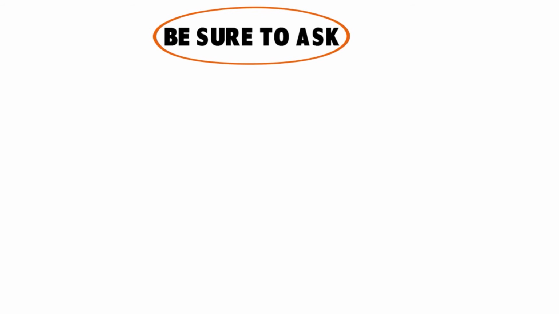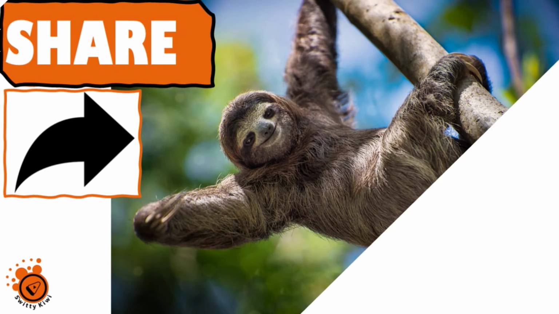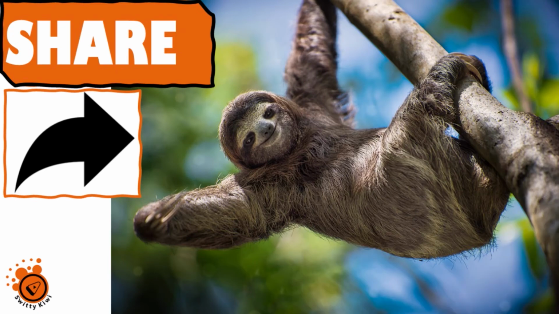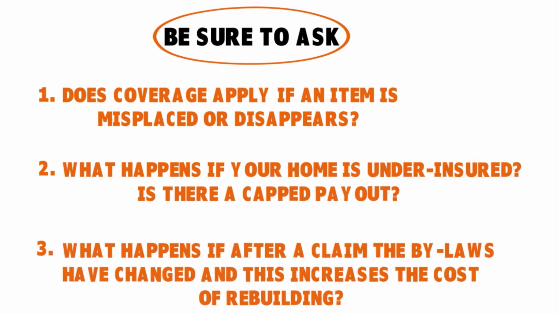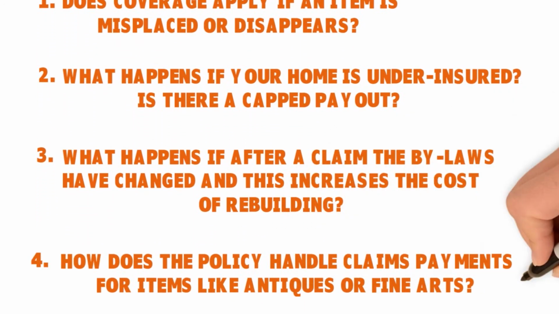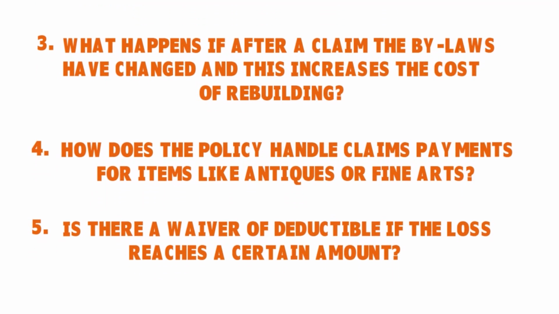And let me give them to you here. Number one, very important question you need to ask: do you have coverage for items that are misplaced or disappear? In other words, does coverage apply if an item is misplaced or disappears? What happens if your home is underinsured? Is there a cap payout? What happens if after a claim the bylaws have changed and this increases the cost of rebuilding? How does the policy handle claims payments for items like antiques or fine arts? Is there a waiver of deductible if the loss reaches a certain amount?